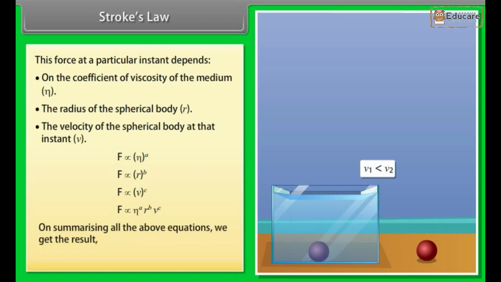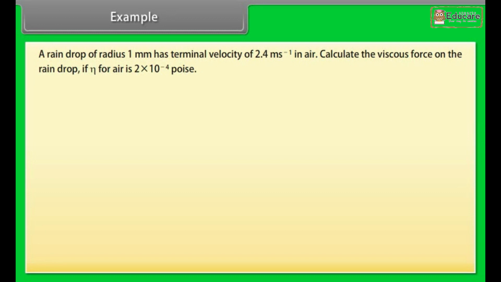On summarizing all the above equations, we get the result. F is equal to 6 pi into eta into r into v. Example. Let's take an example on Stokes' law. A raindrop of radius 1 mm has terminal velocity of 2.4 meter per second in air. Calculate the viscous force on the raindrop if eta for air is 2 into 10 raised to the power minus 4 poise. Let's see the solution.